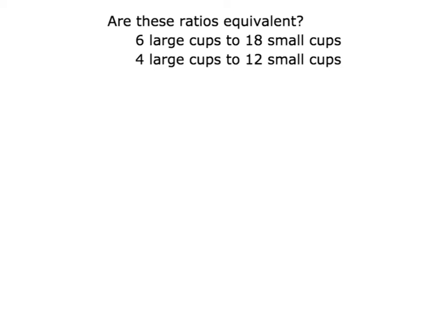All right, and here's another one. There are 6 large cups to 18 small cups. Remember, we can write this ratio as 6 to 18. And this other one we'll write as 4 to 12. So 6 to 18. 6 and 18 are both divisible by 6, so we can write this as 1 to 3. 4 and 12 are both divisible by 4, so we can write this as 1 to 3. And again, these are both equivalent ratios.